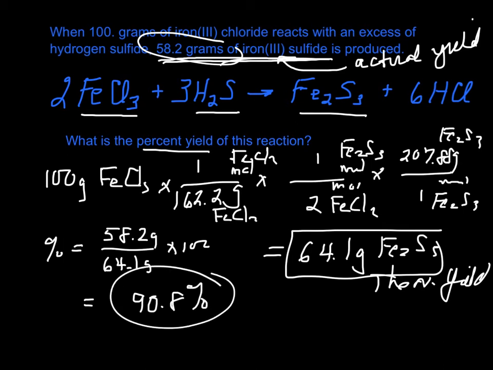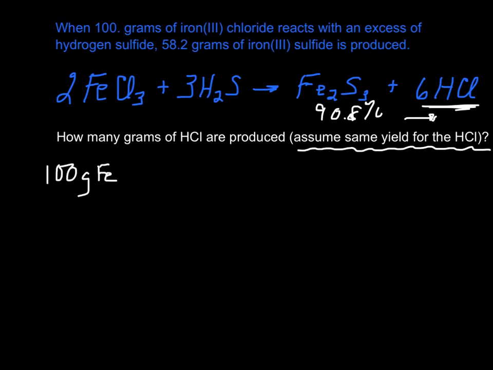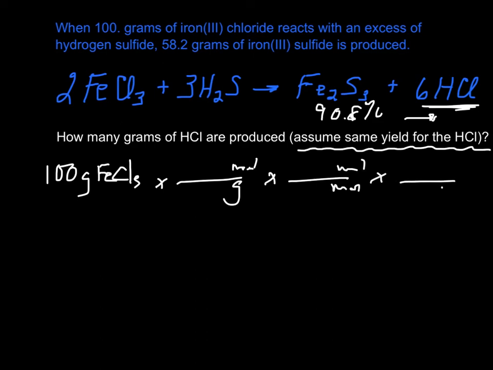So the second question I'm going to ask you, same conditions: how many grams of the other product, HCl, are produced? Assume that we're going to get the same yield for the HCl. So if this only works 90.8% to make Fe2S3, that's going to apply to the HCl too. So first we figure out how much HCl we would make if my reaction were perfect. I start with my 100 grams of FeCl3, the all familiar grams to moles, moles to moles, moles to grams.